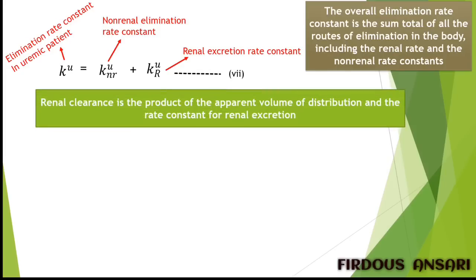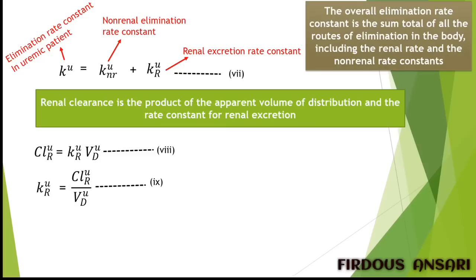Renal clearance is the product of the apparent volume of distribution and the rate constant for renal excretion. So we can write it in this manner. The renal clearance in a uremic patient equals the elimination rate constant in a uremic patient multiplied by the volume of distribution in a uremic patient. Let it be equation number 8. Next, we can rewrite this equation in this manner also. The elimination rate constant equals the renal clearance divided by the volume of distribution, all for a uremic patient. Let it be equation number 9.